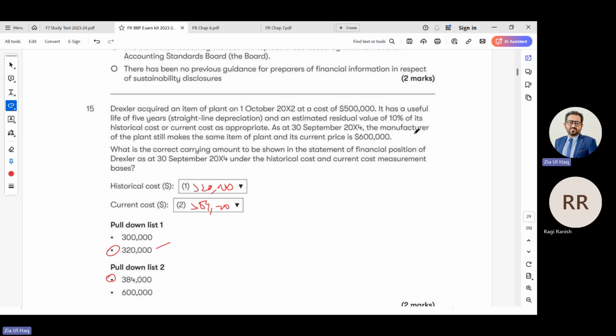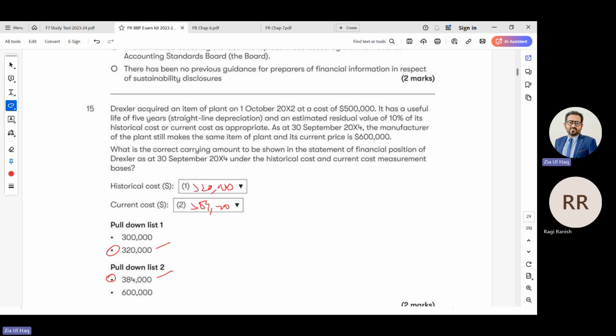At 30th September 20x4, the manufacturer of the plant still makes the same item of plant and its current price is 600. Now apply on 600. What is the 10% scrap value? 60,000. So depreciable amount is 540. 540 divided by 5 years, the annual depreciation is 108,000. And 2 year depreciation will be 216,000. If we deduct 216,000 from 600,000 cost, we will arrive at 384,000.